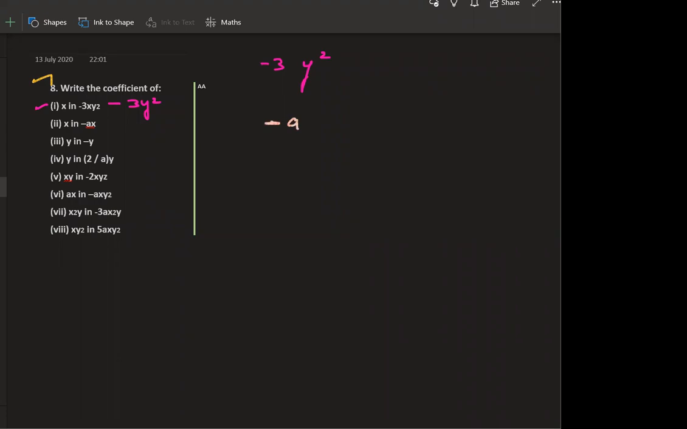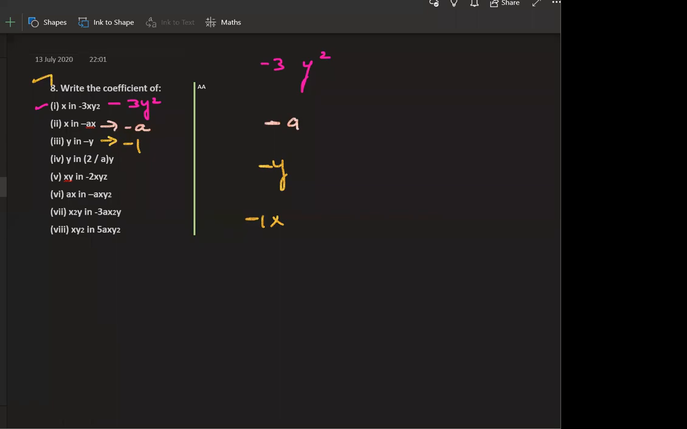So the answer is minus a, small a, not capital A. Okay, now y in minus y. In minus y, coefficient of y. So minus y is actually minus 1 into y. So you have to find the coefficient of y, remove y, you will get only minus 1. So this is your coefficient, minus 1.